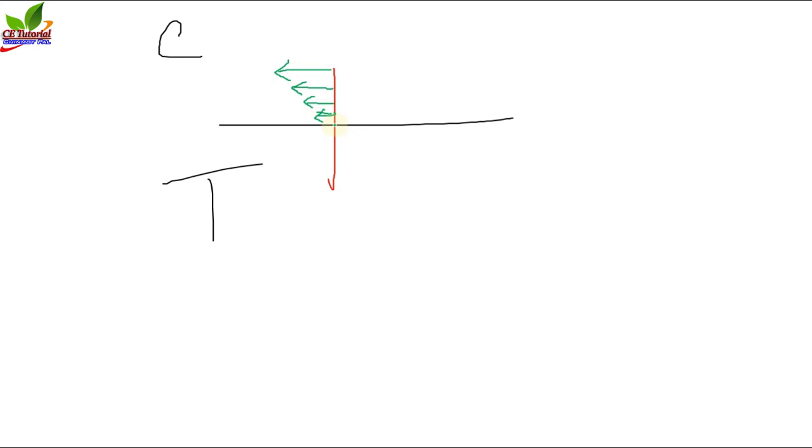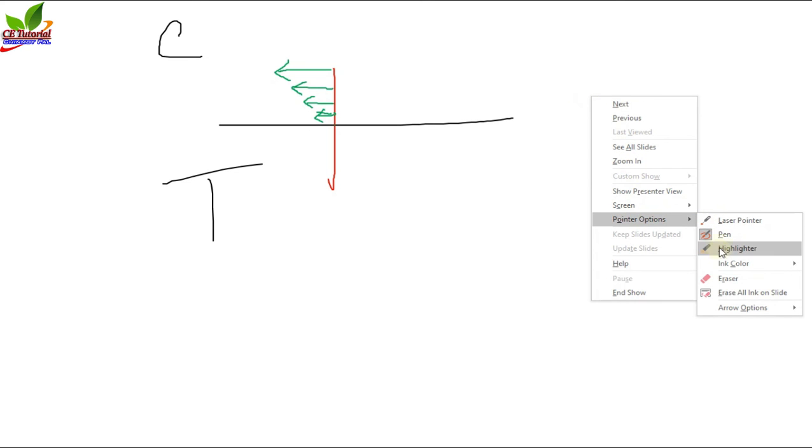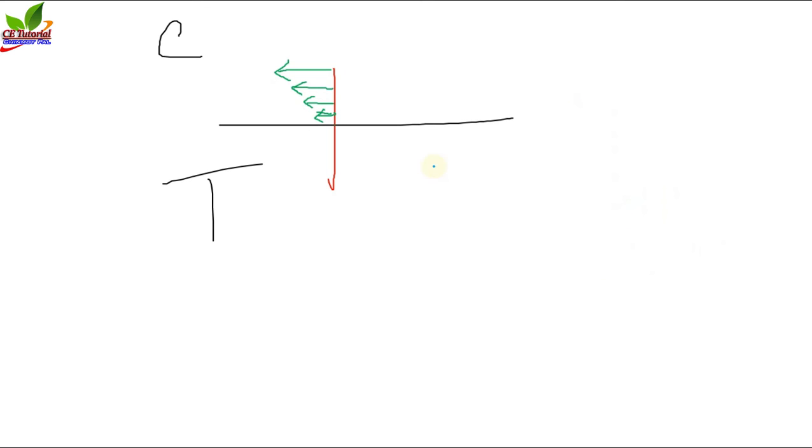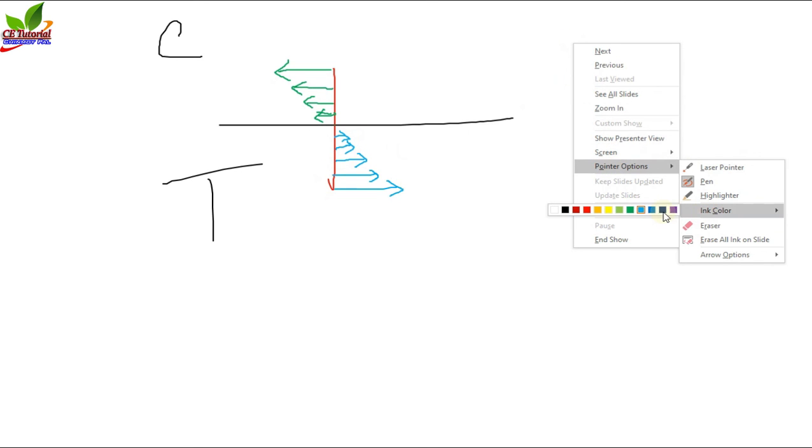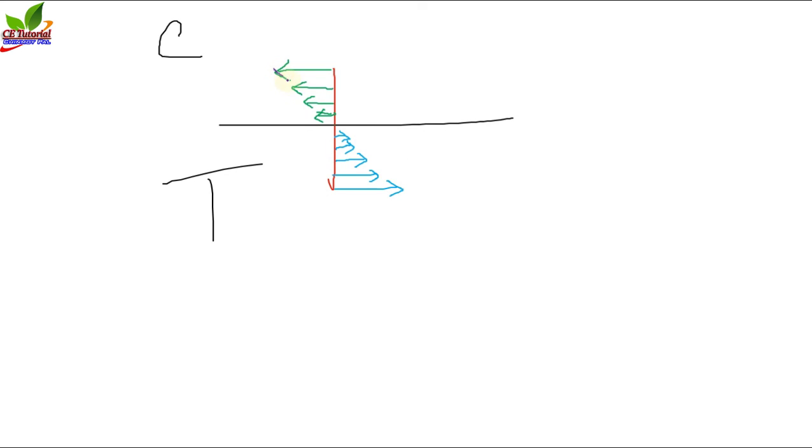It will automatically decrease, and at the neutral axis it will be 0. Okay, and at the tension zone, the maximum tensile stress will be this, and again it will decrease up to 0 at the neutral axis. Okay, now if you draw a line, then you can find that this is the bending stress diagram.